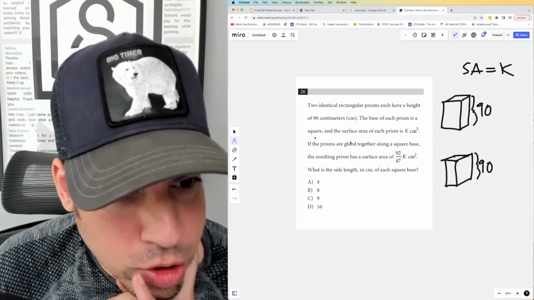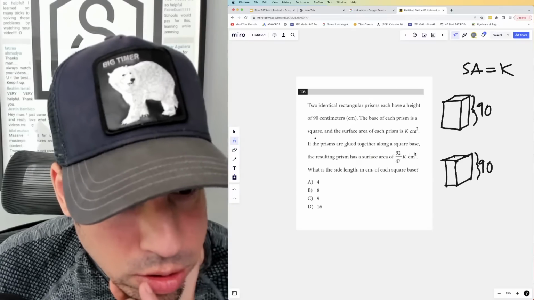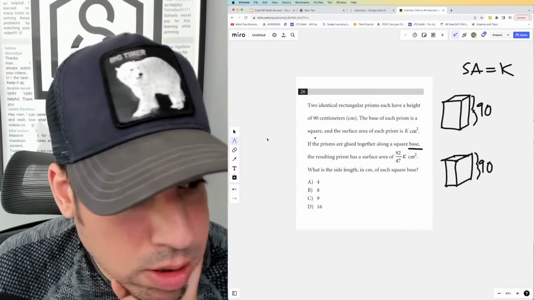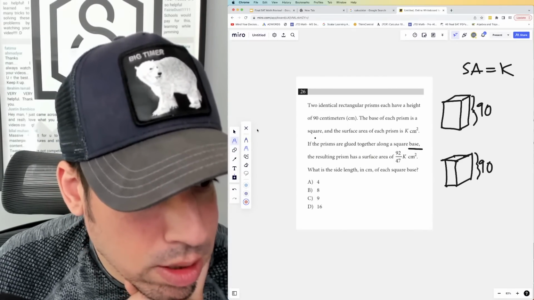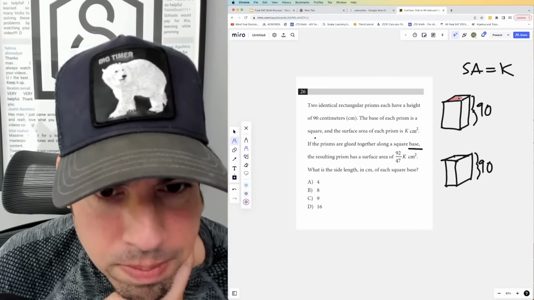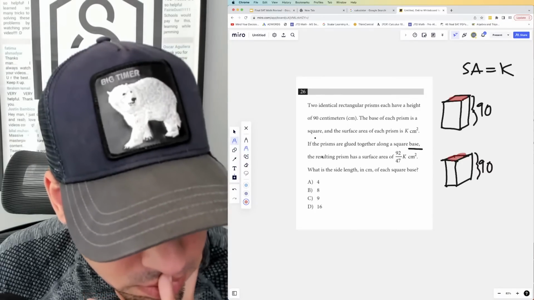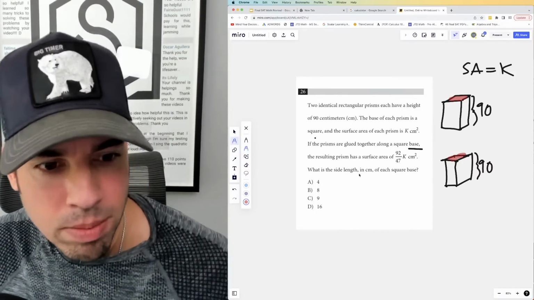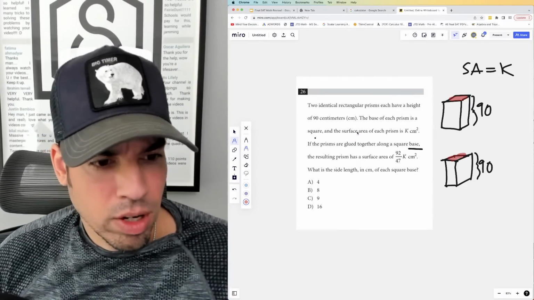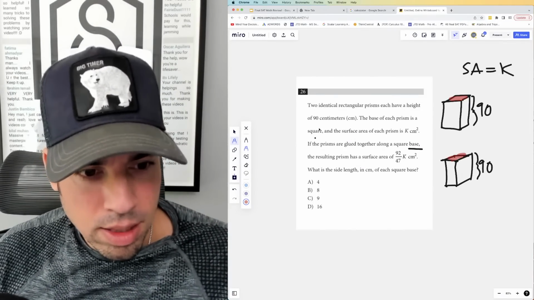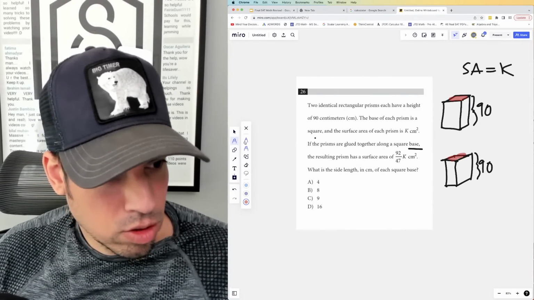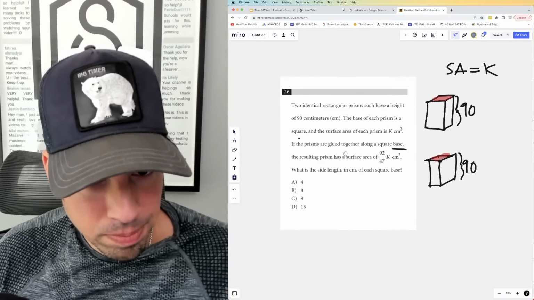The prisms are glued together along the square base, so along the bottom, or I'll highlight the top, since we can see it. So they're going to be glued together right there. The rectangular prism has a surface area of that. What is the side length? All right, let's see if we can figure this out.